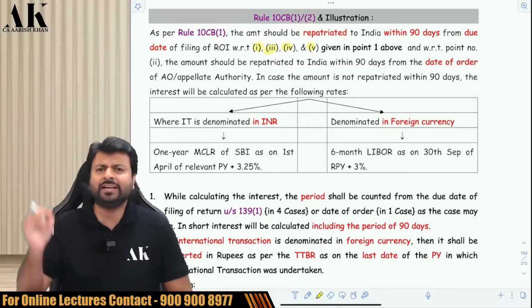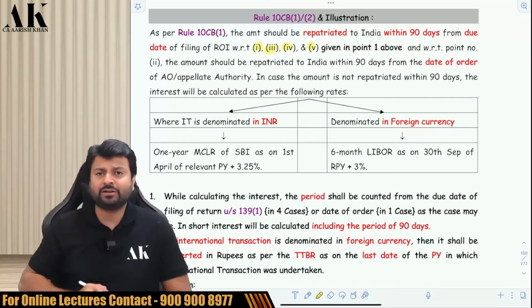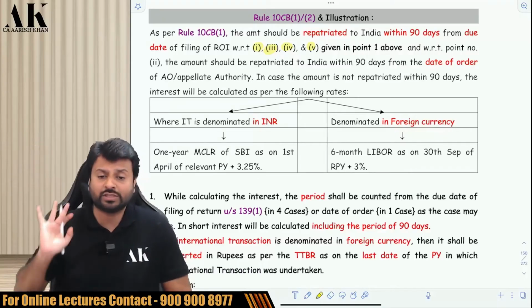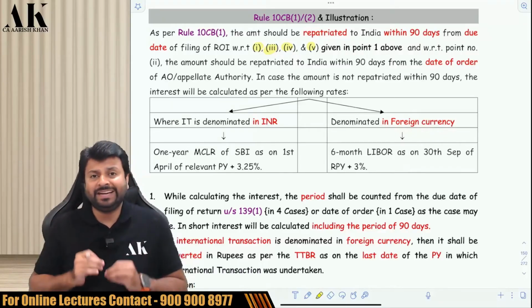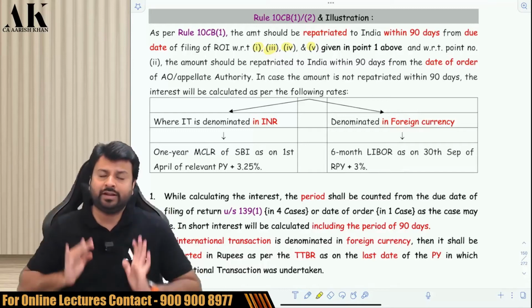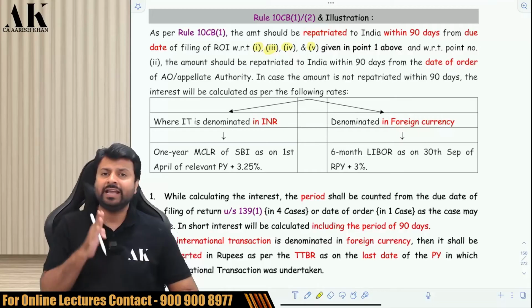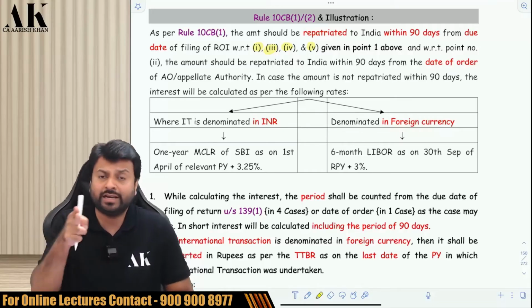It is not necessary that it should be given back to India by the same associate enterprise. It can be brought back to India by any non-resident associate enterprise. So you have to bring back money in India within 90 days from the relevant due date. So in case of point number 1, 3, 4 and 5, it is 90 days from the due date of filing of return. And in case of point number 2, it is 90 days from the date of order.